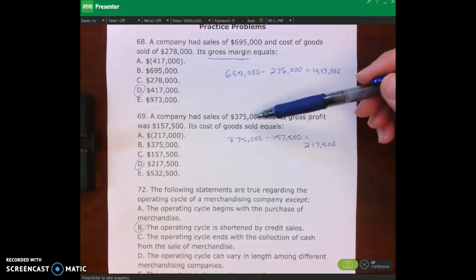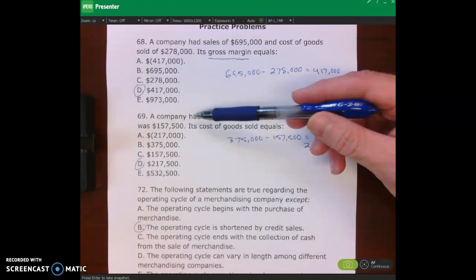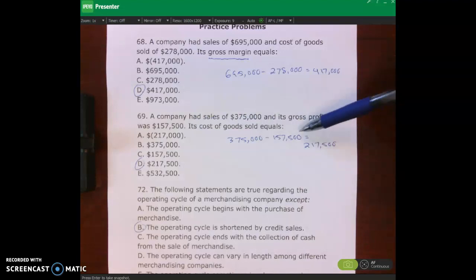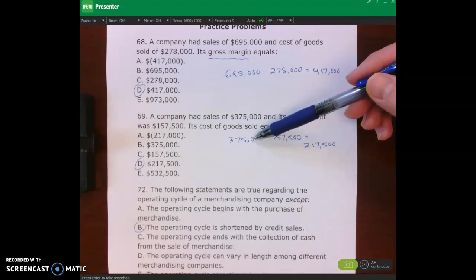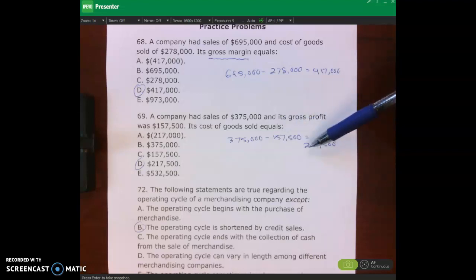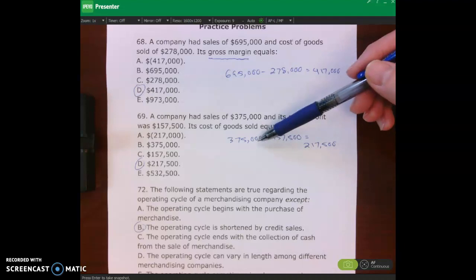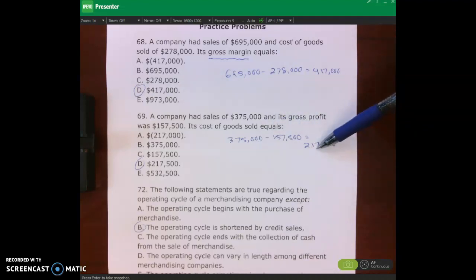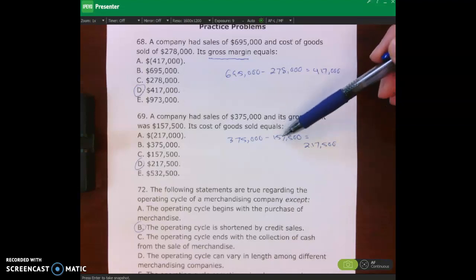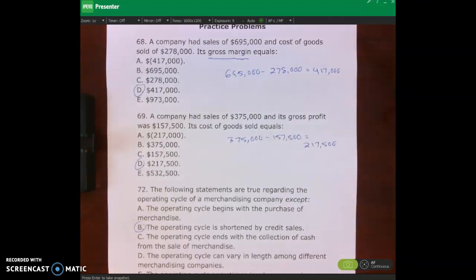A company had sales of $375 and its gross profit was $157, therefore its cost of goods sold, so you had to back in to figure it out. So really what we could say is the $375 minus the $157 gives us the $217.5. That is our cost of goods sold. And then we could check it by saying the $375 sales minus the $217.5 cost of goods sold then equals the gross profit of $157,500. So $217,500 is the right answer.